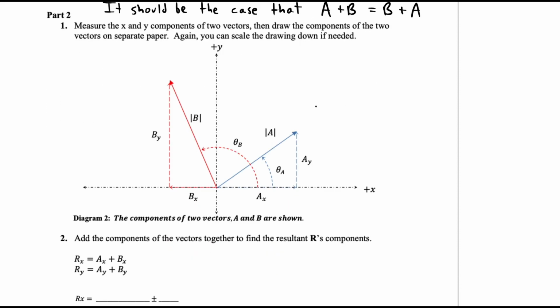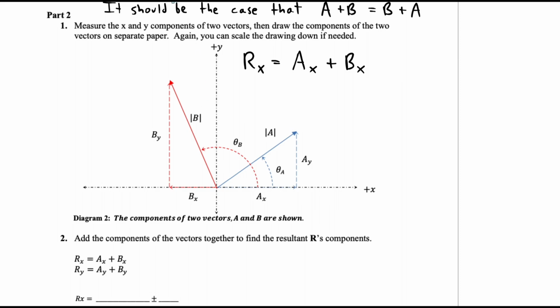The next approach that I'm going to take is to add the vectors together using their components only. This would be a component addition method. The theory is that if we take AX, the X component of A, and add it to BX, the X component of B, that should give us the X component of the resultant.